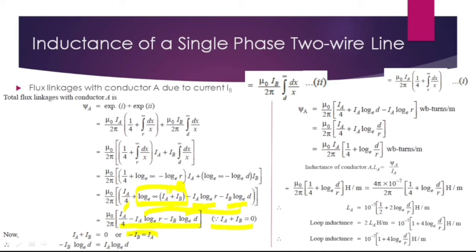We have minus IB equal to IA log D base e, equal to IA log D base e. And I am substituting all these terms. We are getting the psi A value equal to mu naught by 2 pi of IA by 4 plus IA log D base e minus IA log R base e, Weber turn per meter.